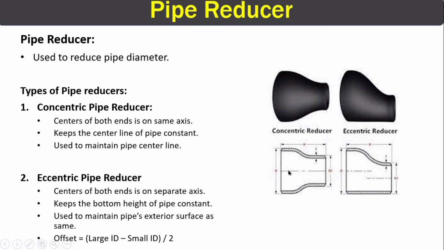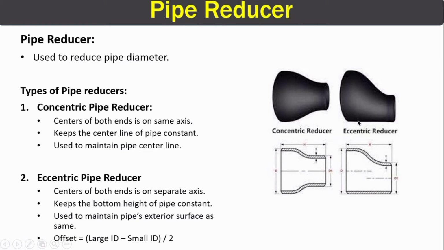The only difference is the center line. The center line is shifted in the eccentric reducer, and that's why the concentric reducer is used to keep the center line of the pipe constant, whereas the eccentric reducer is used to keep the pipe's exterior surface the same. Exterior surface means the bottom line.